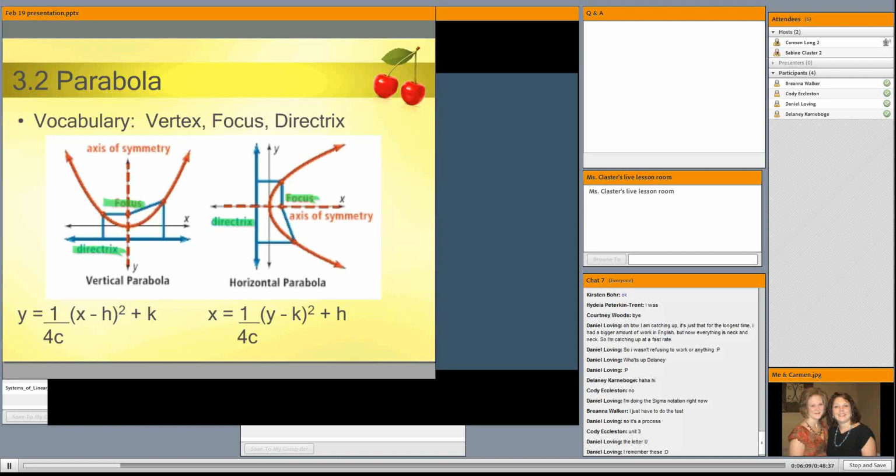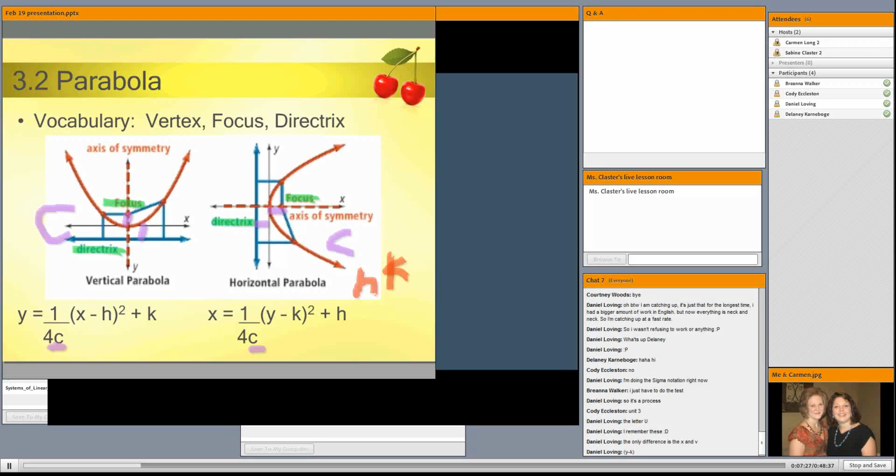You know the vertex is HK. That's familiar to you. You've done that before, right? The H is the X part, right? The K is the Y part. And the formula that you're used to is the X minus H squared plus K. But look here. The sideways one has Y minus K. The Y part of the vertex stays with the Y variable. It's Y minus K, then the H is on the outside.